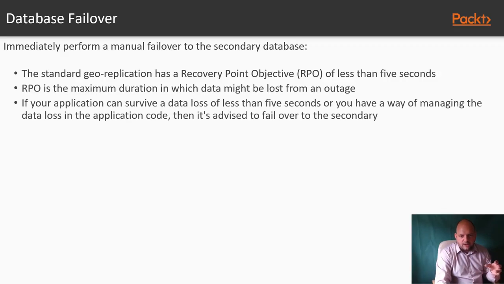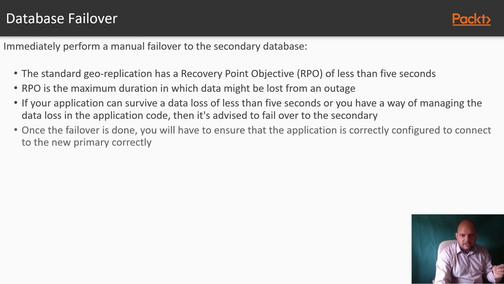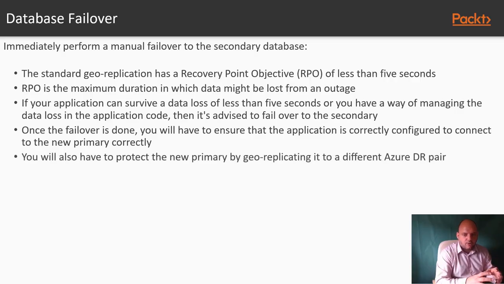Therefore, if your application can survive a data loss of less than 5 seconds, or you have a way of managing the data loss in the application code, then you're advised to fail over to the secondary. Once the failover has completed, you will have to ensure the application is correctly configured to point to the new primary. And you will have to protect the new primary by geo-replicating it to a different Azure DR pair.